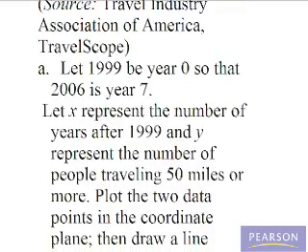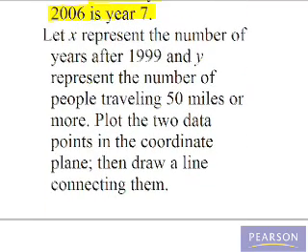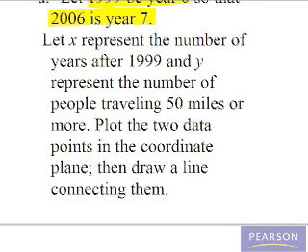Let 1999 be year 0, so that 2006 is year 7. Let x represent the number of years after 1999, and y represents the number of people traveling 50 miles or more. Plot the two data points in the coordinate plane, then draw a line connecting them.